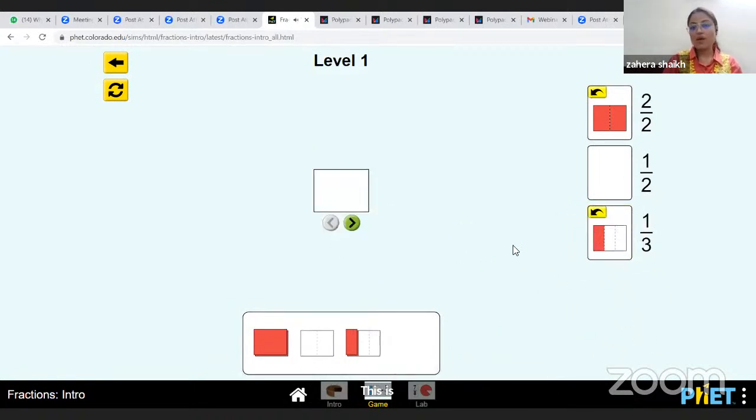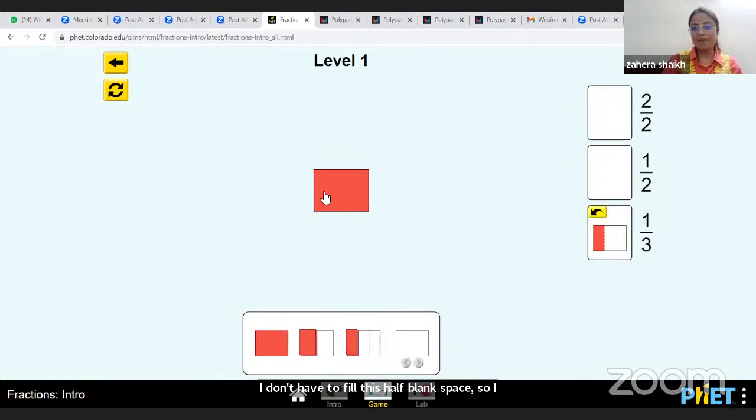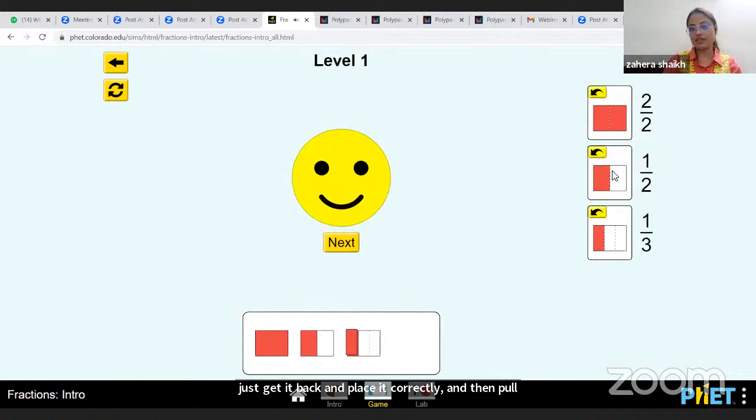Now I need to find out where the half is. Okay, now see, I don't have anything which represents half. I have a whole, but I have already used the card present here as two halves, which makes a whole. I don't have anything to fill this half blank space. So I will just get it back and place it correctly, and then pull out another card from here to make it a half and present it here.